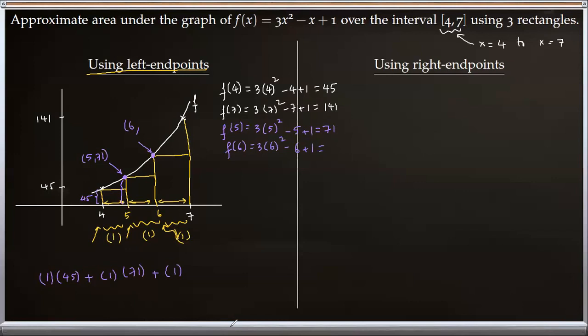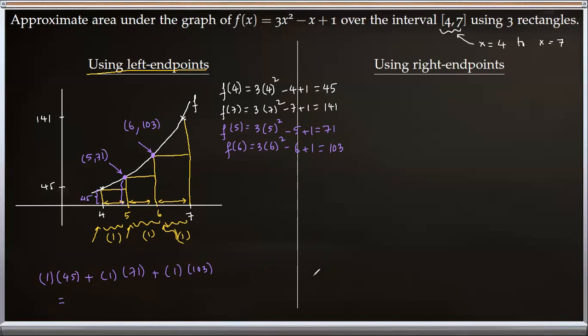3 times 36 is 108. Minus 6 is 102 plus 1. So this will come out to be 103. So that will be the height of the third rectangle. Now we just need to add these three.